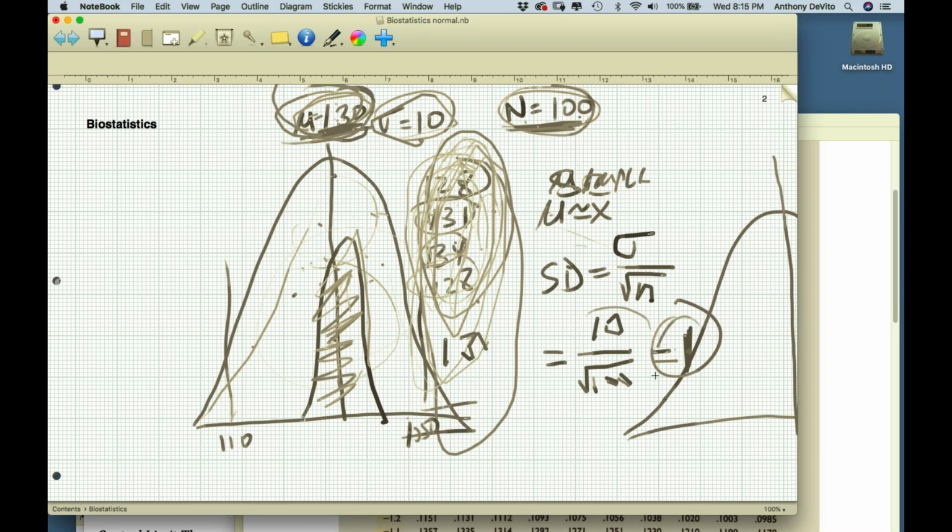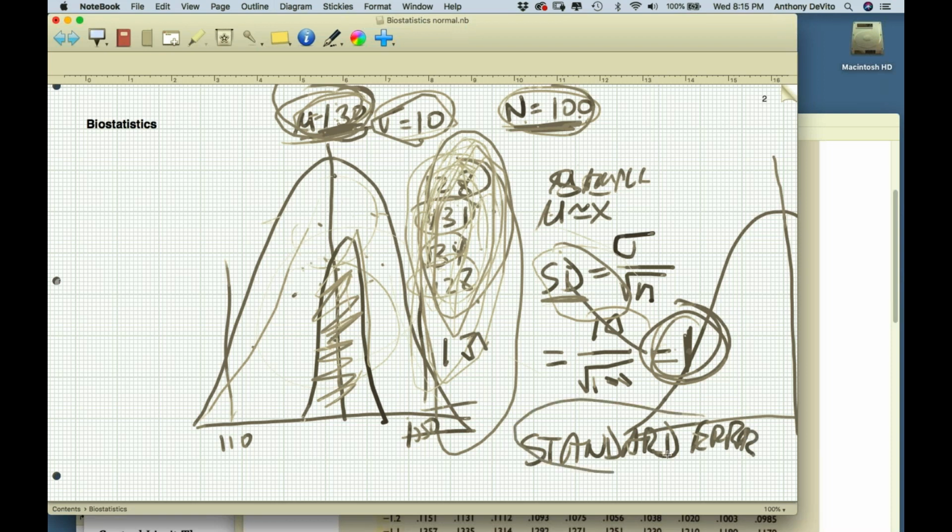So this has a special name. This standard deviation for repeated samples is, instead of using the word standard deviation, which we use with the population, called the standard error of these sample means. Standard error. So the standard error for sample size 100 from this population, for the distribution of sample means, is equal to 1.